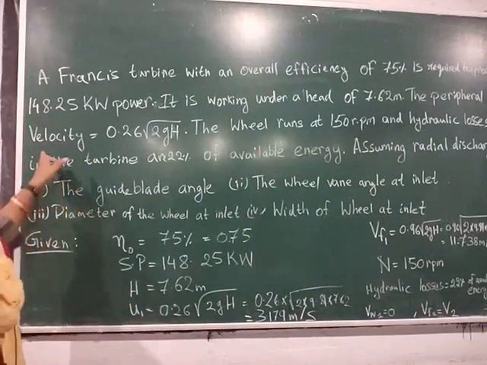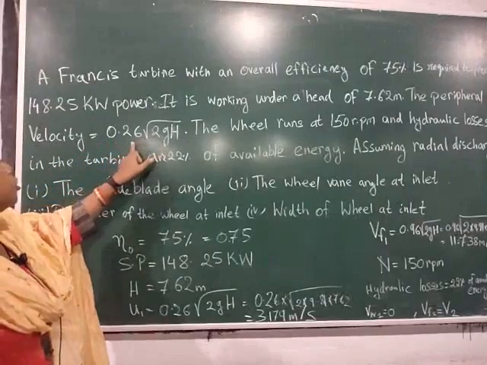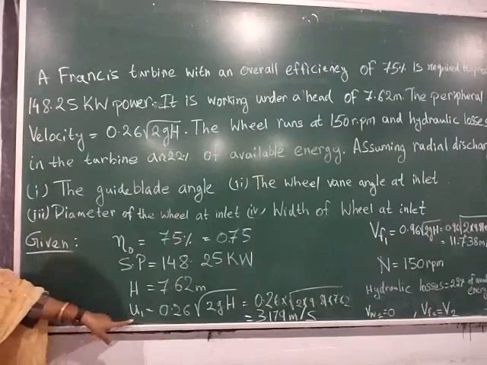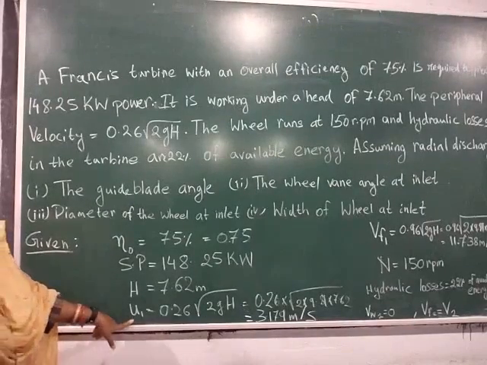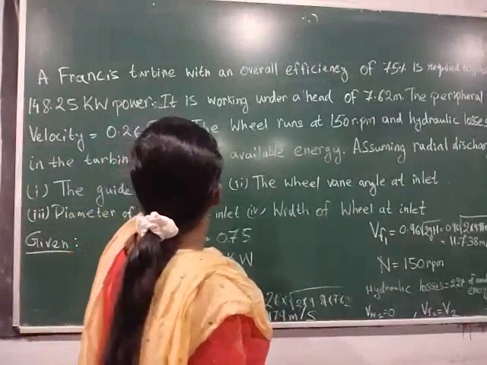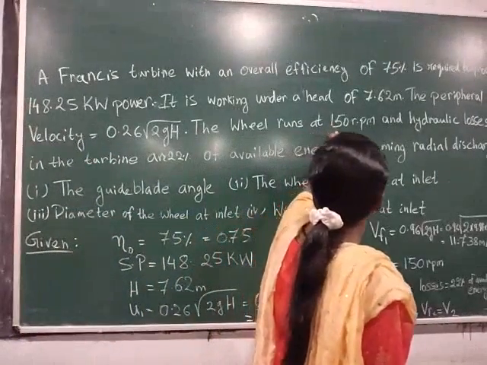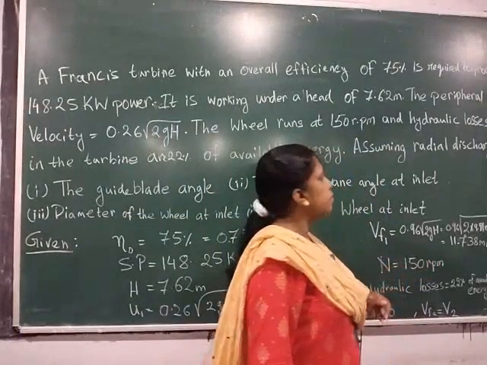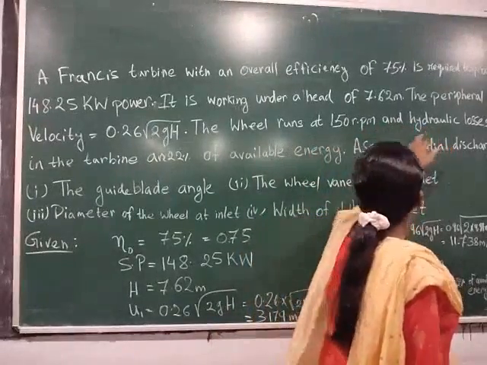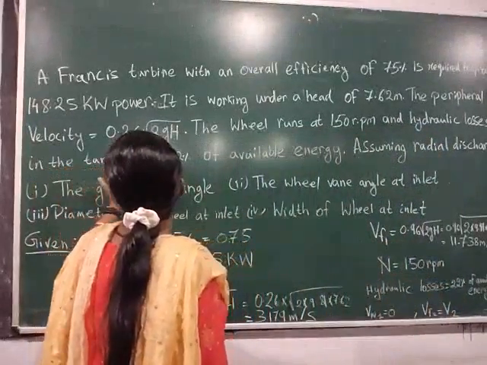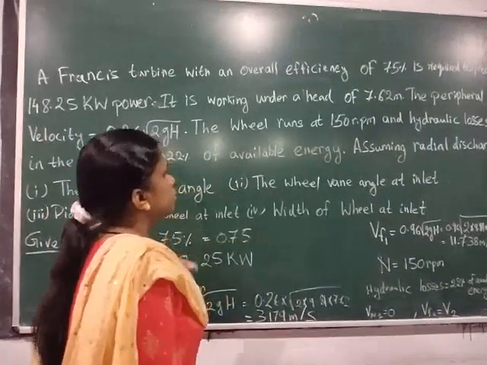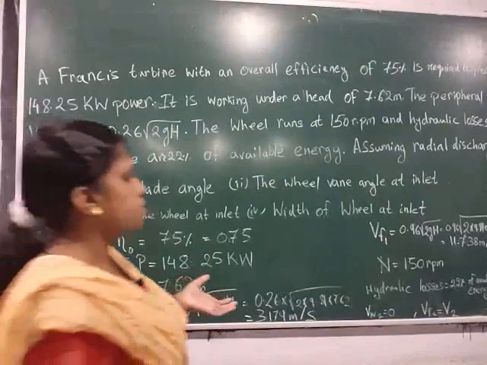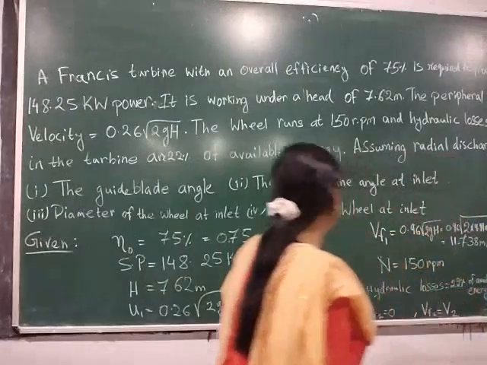Next, the peripheral velocity is 0.26 root over of 2gH. So this is your U1. Next, the wheel runs at 150 rpm. So rpm means N is equal to 150. Next, hydraulic losses in the turbine are 22%. So hydraulic losses, that means friction loss or any other loss, that is 22% of the available energy.